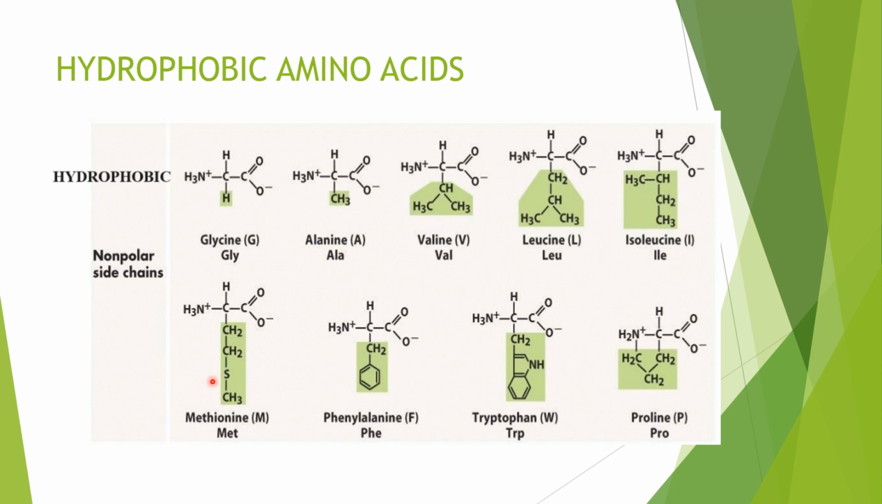Next are the non-polar side chain containing amino acids. This is methionine, which is a sulfur containing amino acid, represented by M or MET. This is phenylalanine, represented by F or PHE. This is tryptophan, represented by W or TRP. And this amino acid is proline, P or PRO.